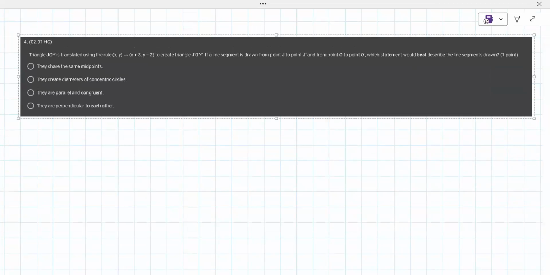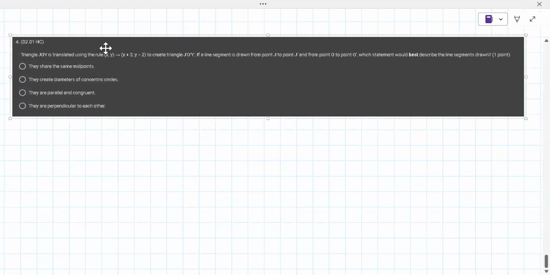All right, unfortunately, again, they came in out of order here, so we'll just do number 4. Triangle JOY is translated using the rule x plus 3, y minus 2. So that means to the right 3 and down 2. If a line segment is drawn from point J to point J prime and from point O to O prime, which statement would best describe the line segments drawn?